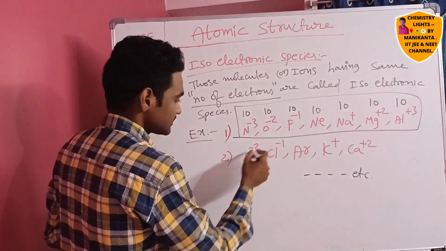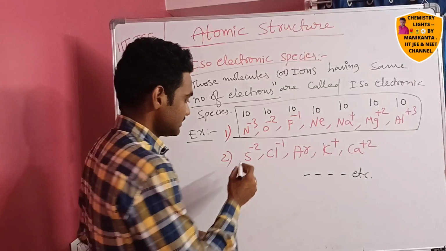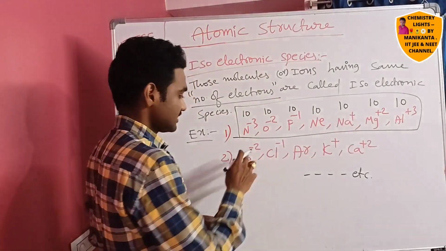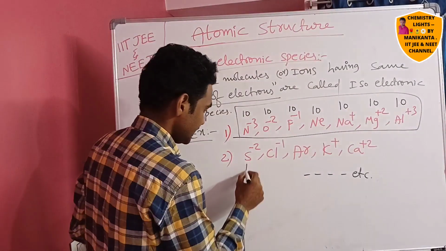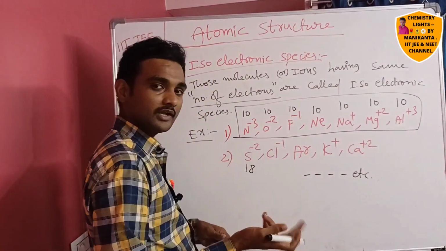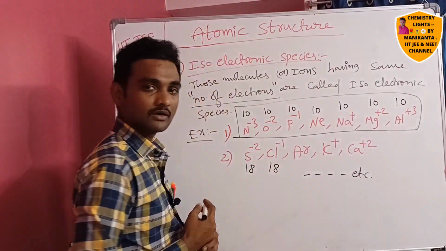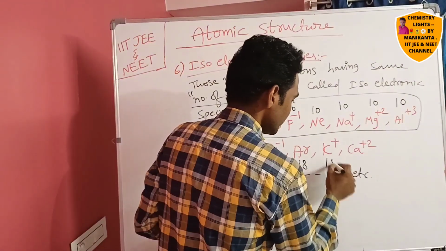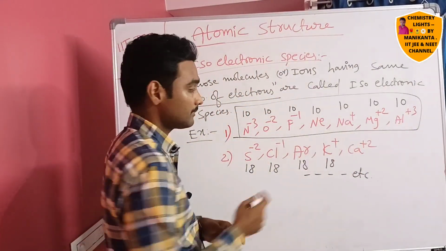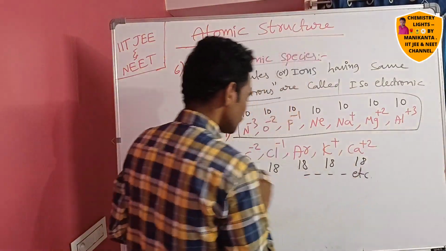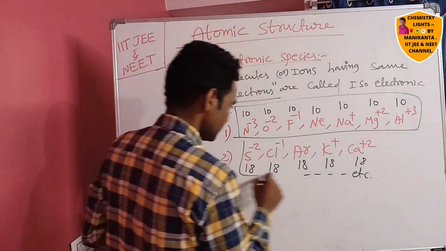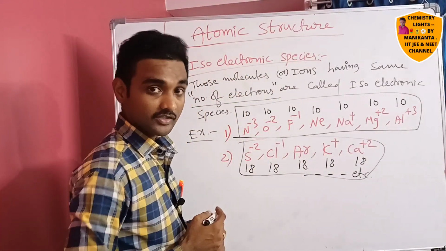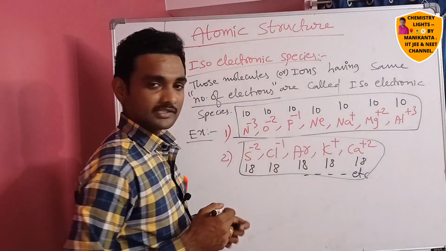Okay. Next, S minus 2. Actually in sulfur there are 16 electrons, but it gained 2 electrons. 16 plus 2, 18. Chlorine 17, it gained 1 electron. 17 plus 1, 18. Argon 18. Potassium 19, but it lost 1 electron. So 18. Calcium 20 electrons, but it lost 2 electrons. So 18. So same number of electrons are there in all these. Such a type of species are called isoelectronic species. Have you understood? Still so many more.